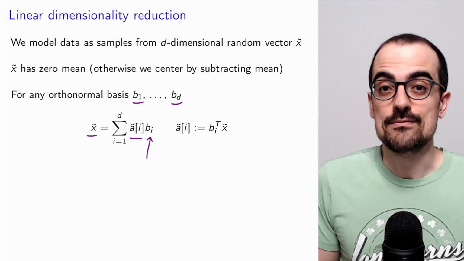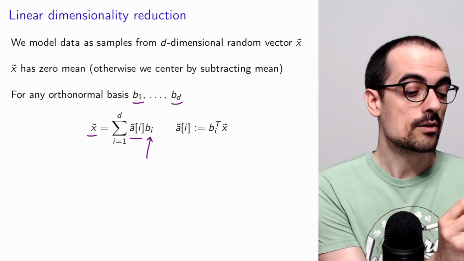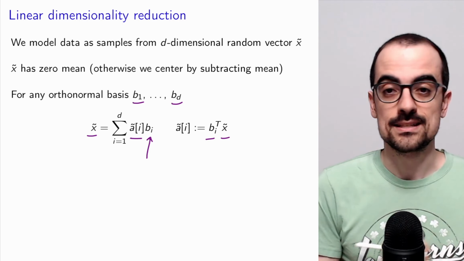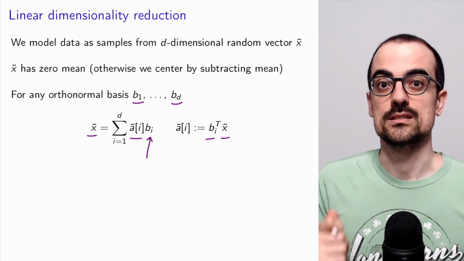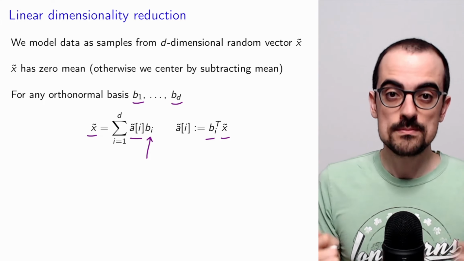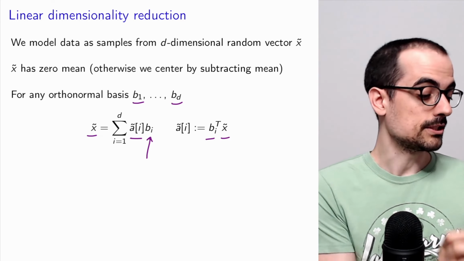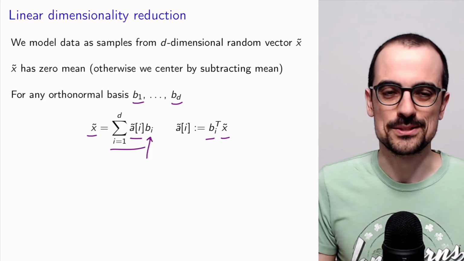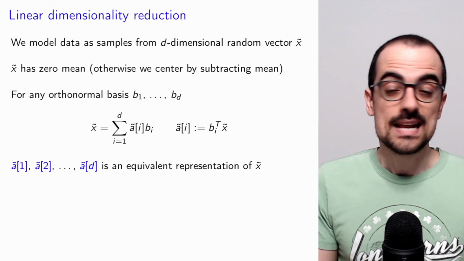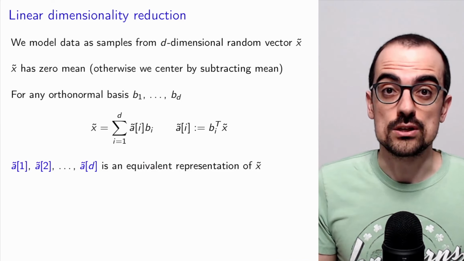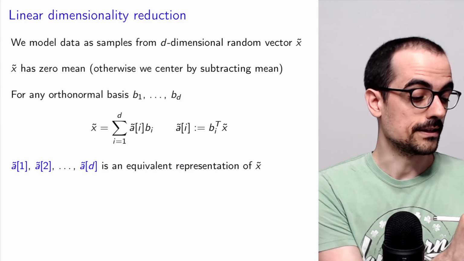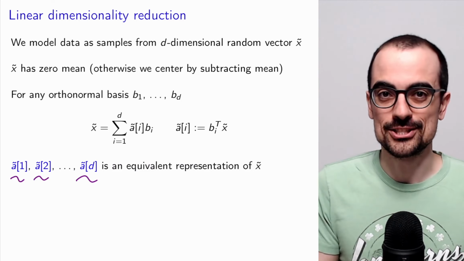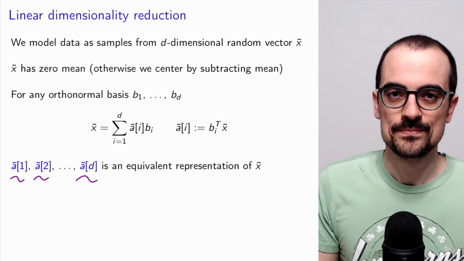How do we get each coefficient? We take the inner product of the corresponding basis vector with x. And because the basis vectors are all orthogonal and unit norm, this representation is exactly equal to x. Okay, that's just basic linear algebra. Now we have an equivalent representation of x in terms of these coefficients. However, the representation is d-dimensional, so we haven't gained anything.